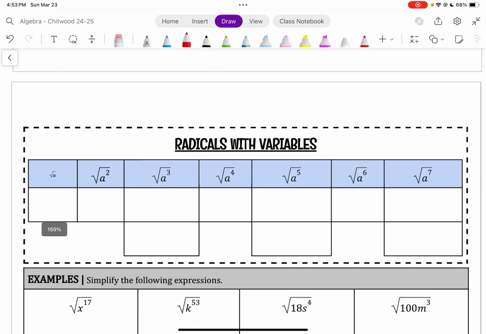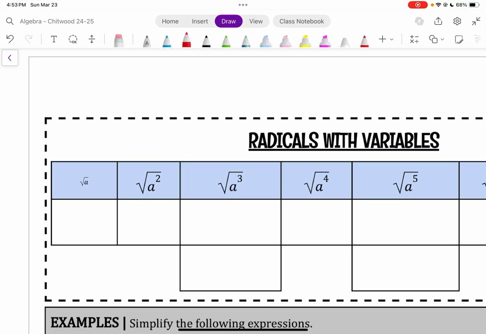Now we're going to talk about variables. Very similar idea, except instead of taking the square root with the variable, you're just dividing. So the square root of a, that is just the square root of a. That can't be simplified. That's as simple as it can get. The square root of a squared, just think of that as what is 2 divided by 2. That's 1. So that just gives me 1a.